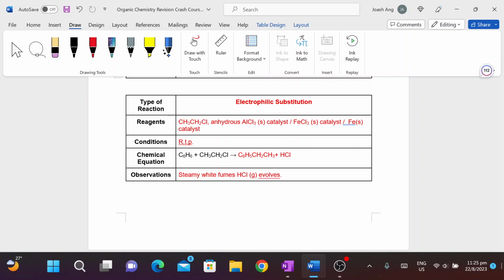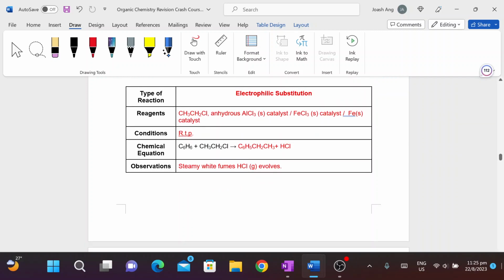It's a useful step up reaction if you want to add more carbon to a certain organic compound. So we're going to use the reagents. As you can see from the chemical equation, we are using CH3CH2Cl. The same thing, we use anhydrous AlCl3 catalyst, FeCl3 catalyst, and Fe catalyst.